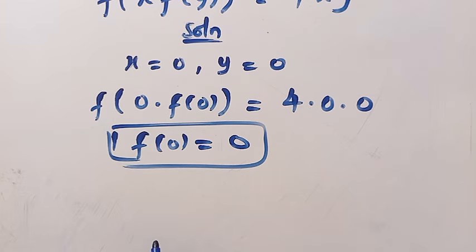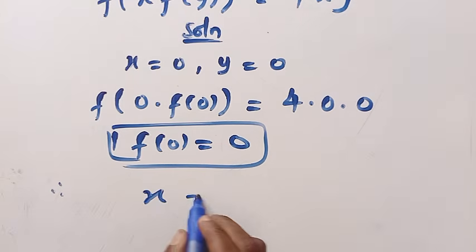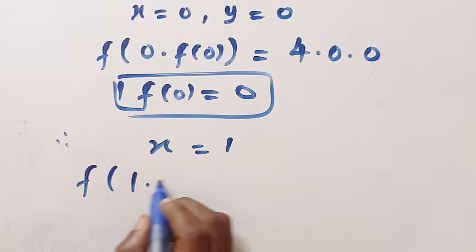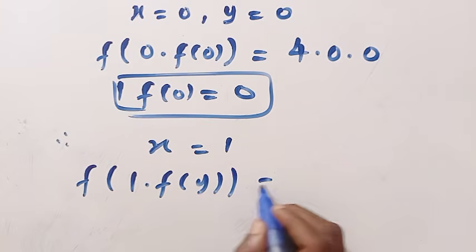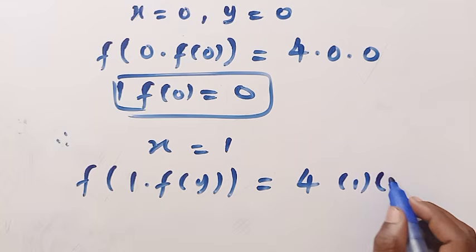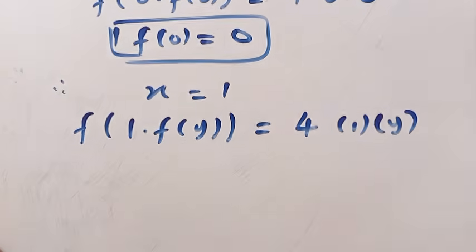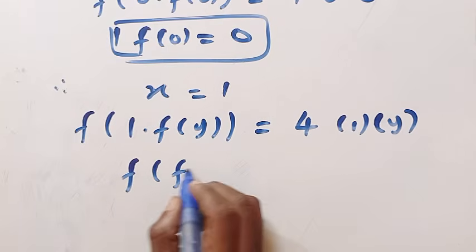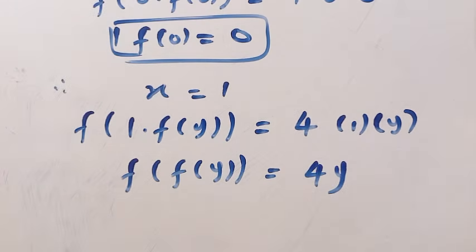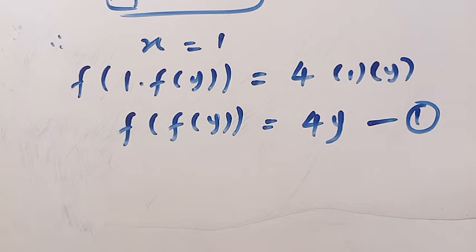Let's say I want to get f(y). What I do is, if I set x equals 1, we are going to have f(1) multiplied by f(y) equals 4 multiplied by 1 multiplied by y. And here gives us f(y) equals 4y. If I call this equation 1, then I proceed to the next step.